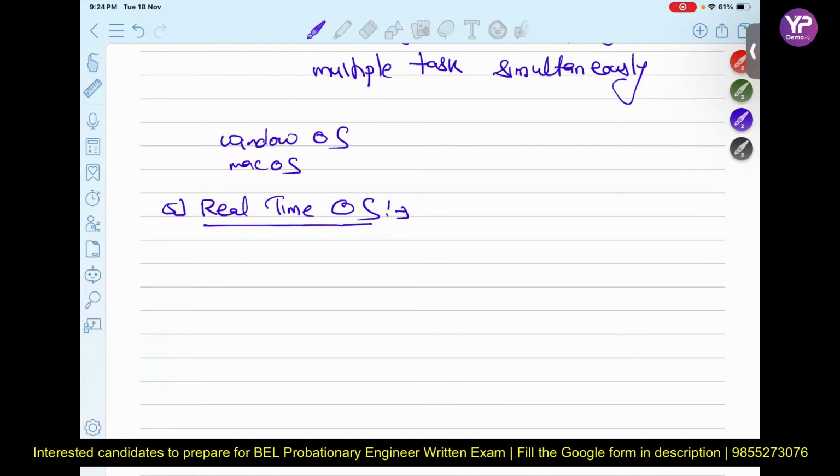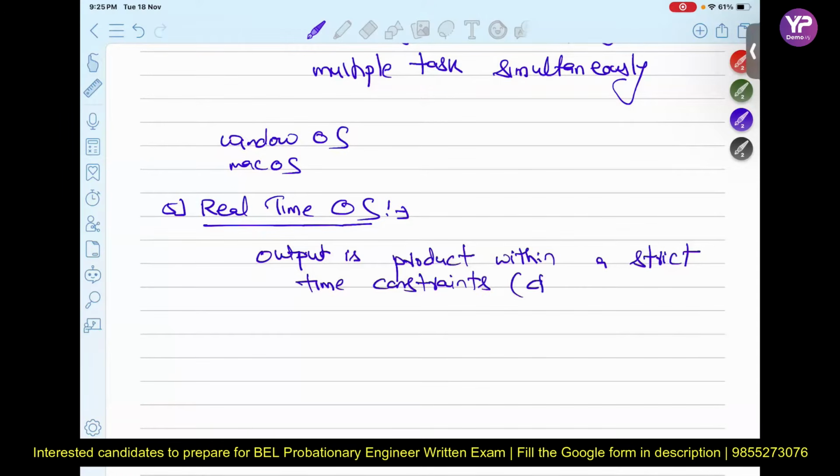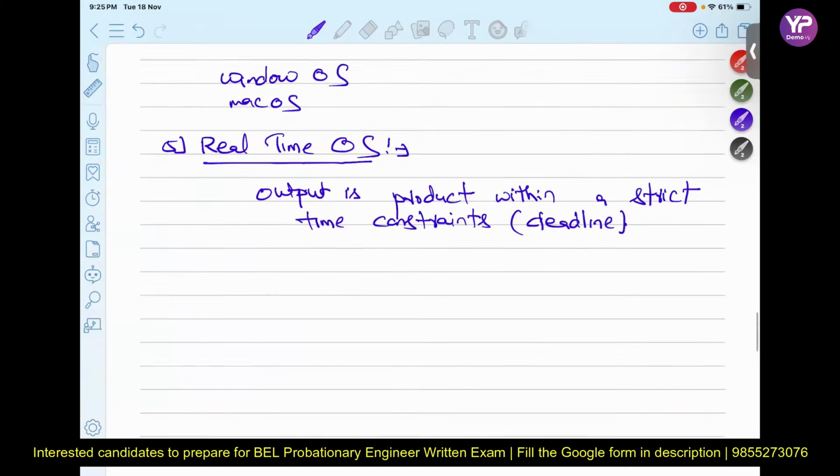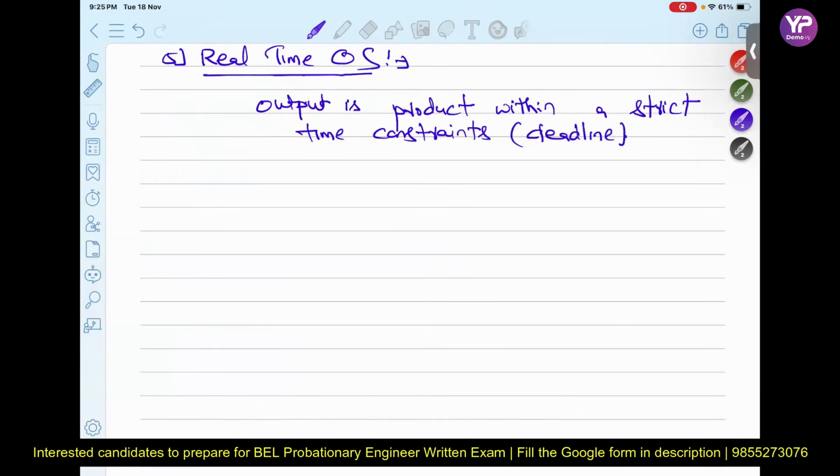Okay. So output is produced within strict time constraints. Fine, time constraint means deadline. Are you getting my point? Mainly these are used in special types of operating systems, like launching a missile and all this stuff. In these cases, these are very important. These are real-time operating systems where there is no such delay. Everything is going to be executed within the deadline.